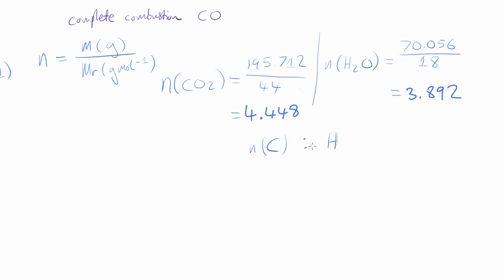Now, what we can quite clearly see is that with carbon and its ratio, for every mole of CO₂, how many moles of carbon do we have, right? So for every mole of CO₂, we have 1 mole of carbon because it's C and it's only 1, right? So we can, from that, deduce that the moles of carbon here is actually 4.448, right?